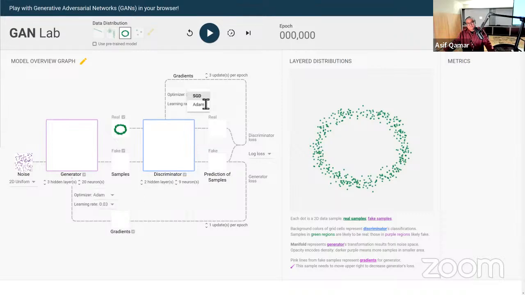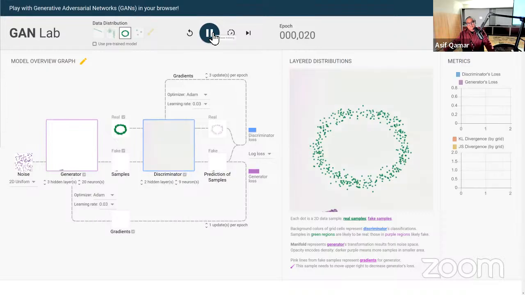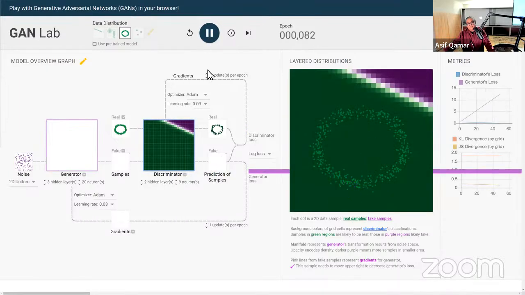This by now should make sense to you. These are your optimizers. What happened? The discriminator is winning hands down. Isn't it? I don't know why.